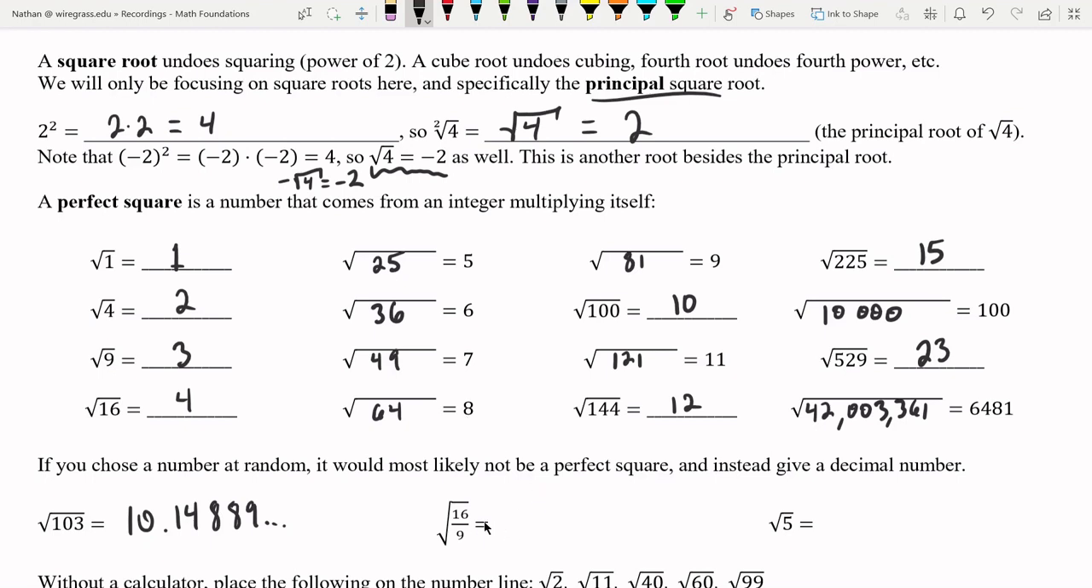Now this one, if I take a square root of this, we're going to end up seeing that this is going to be 4/3. Because the square root of 16 is on top and the square root of 9 is on bottom. This actually ends up being the same thing as taking the square root of the top divided by the square root of the bottom. And that's going to end up being 4/3. If you plug it into a calculator, you're going to end up getting 1.3 repeating.